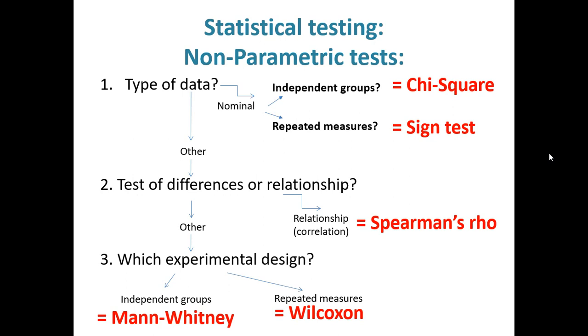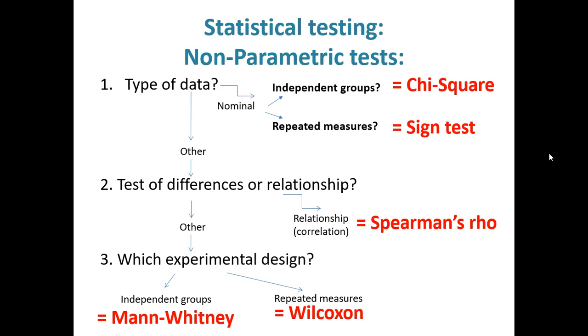The other tests that we look at are referred to as non-parametric tests. So non-parametric tests are used on nominal data and ordinal data. If you are looking at nominal data, you will use a chi-squared test if you have an independent groups design, and you will use a sign test if you have a related design or a repeated measures design. So those are tests of difference. A test of difference on nominal data, you either use chi-squared for independent groups or sign test for repeated measures or matched pairs.